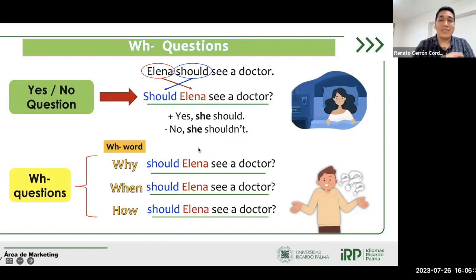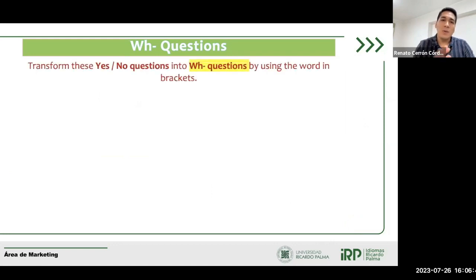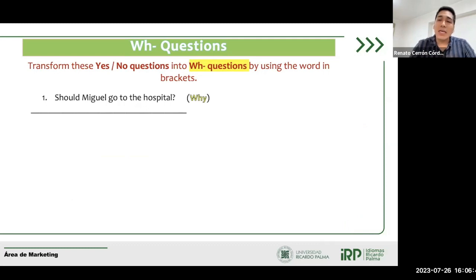Now, let's have, guys, once again, some practice and see how you go. We, my friends, are going to transform these yes, no questions into WH questions by using the word in parentheses. For instance, take a look. Should Miguel go to the hospital? Okay, if I want to transform this yes, no question into a WH question, I'm going to use this WH word and we're going to say, why? Why should Miguel go to the hospital?